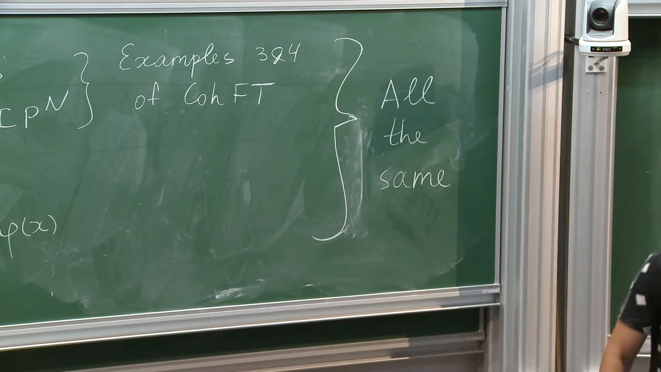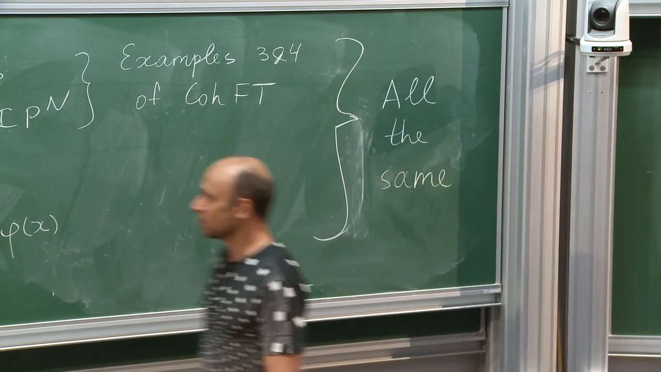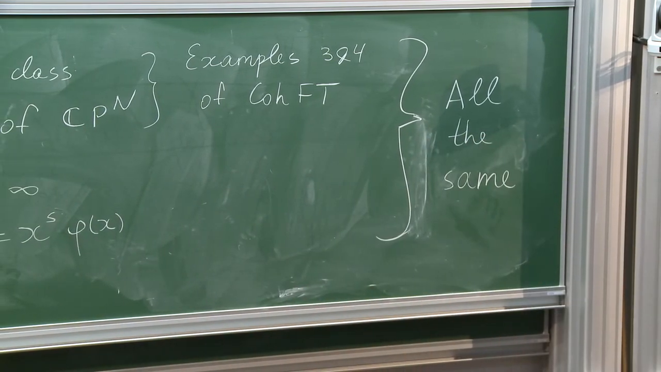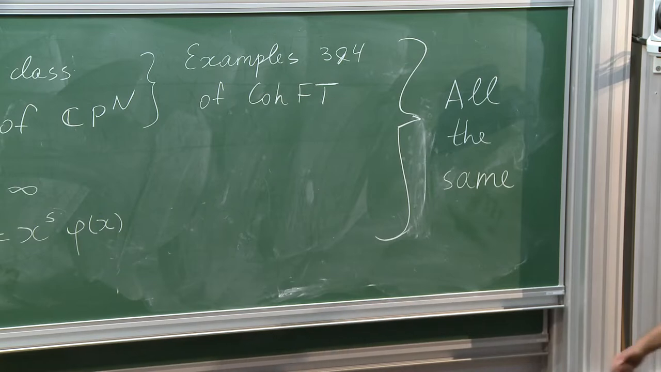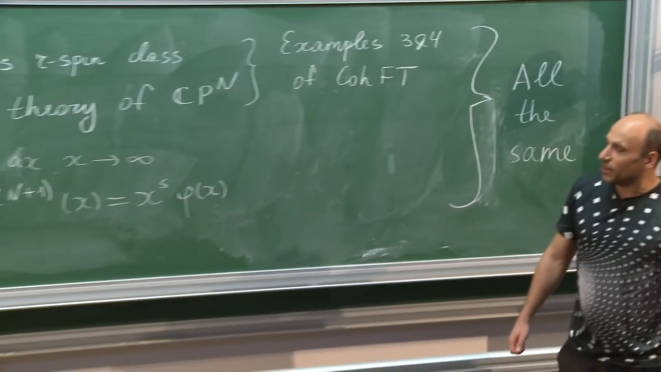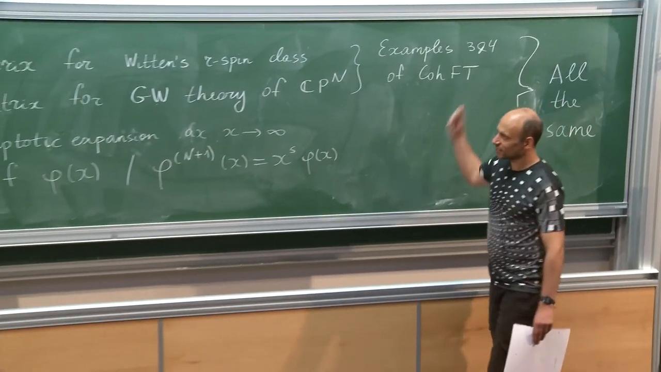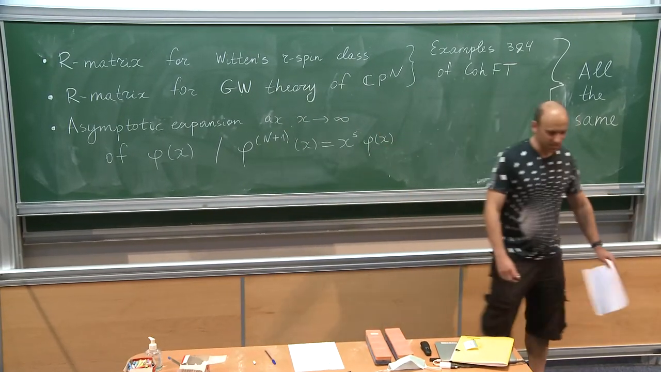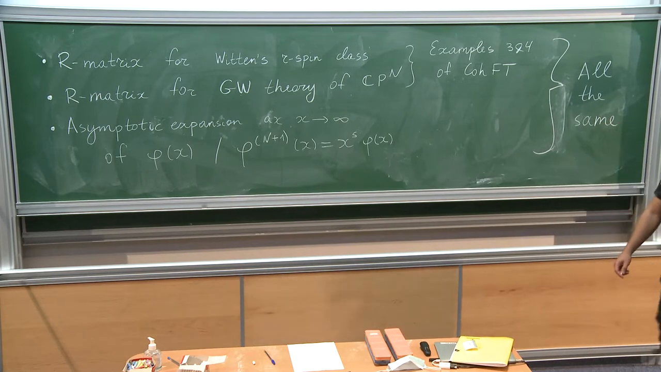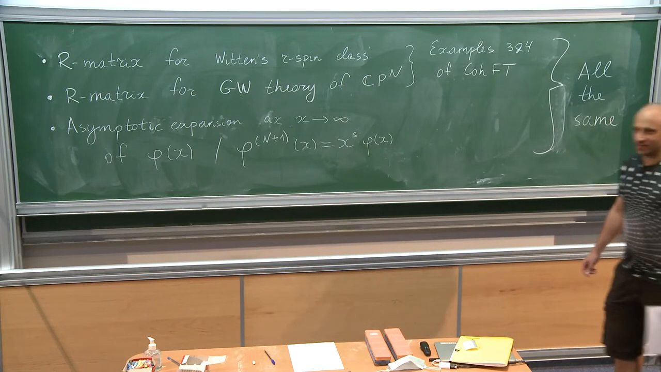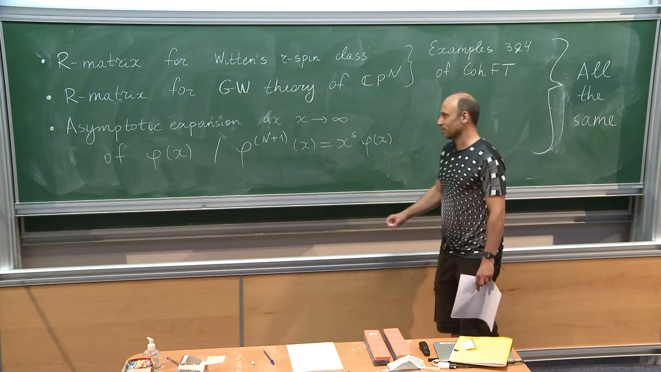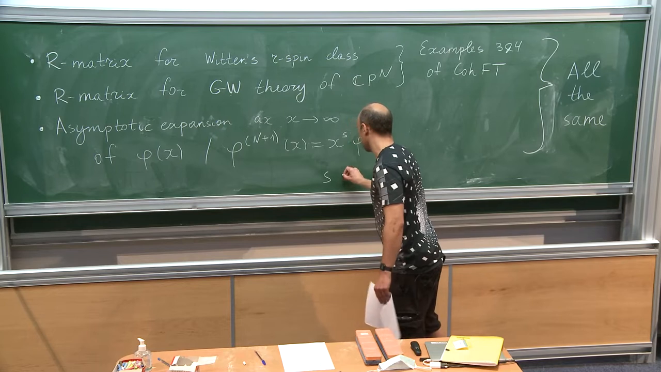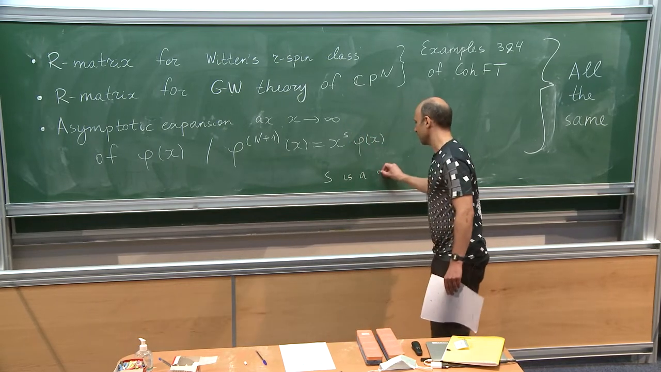So this was partly known for Witten's class and s equals 1. I will tell you later what was known. So now I have to introduce cohomological field theories, Witten's class, and Givental's R matrix. s is a parameter. You will see the role of the parameter. s is just a real number.